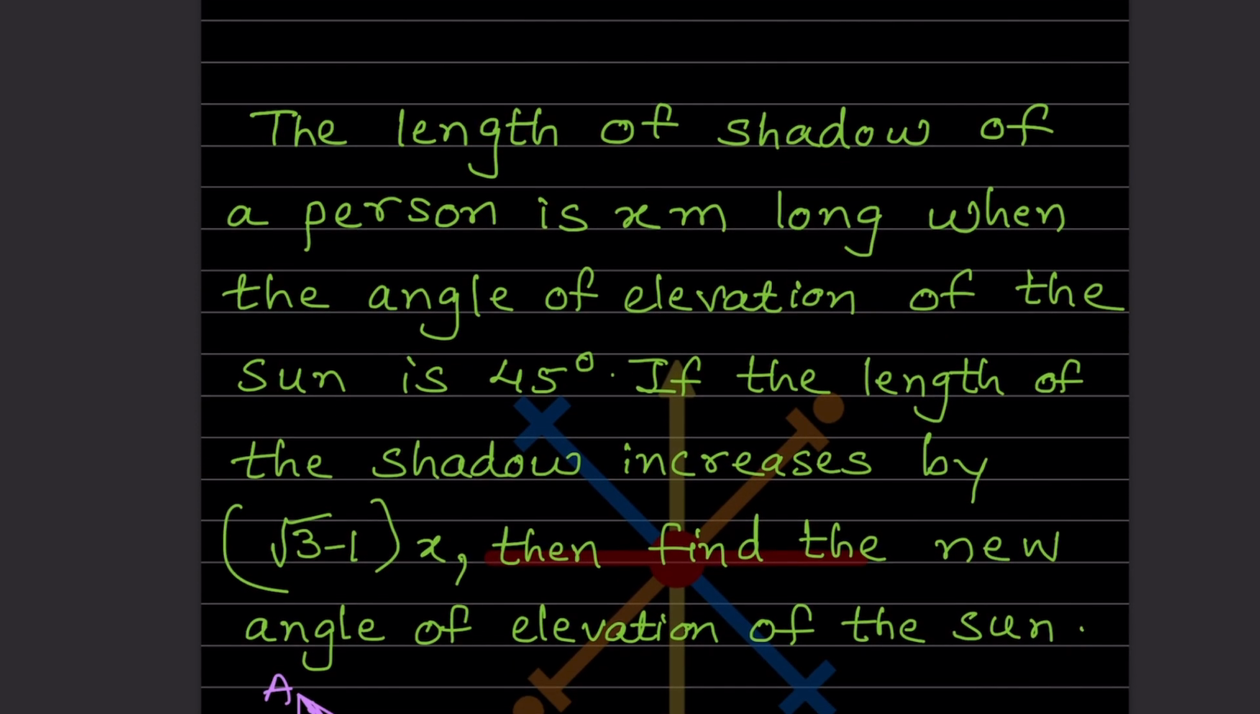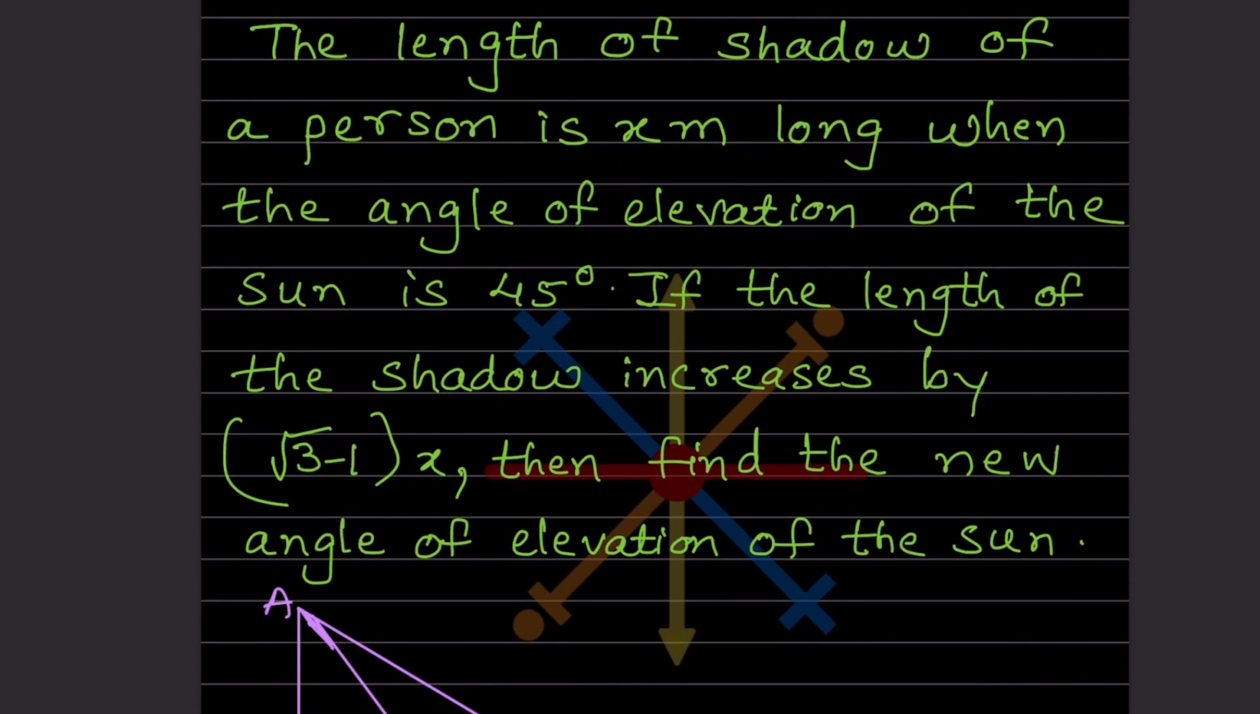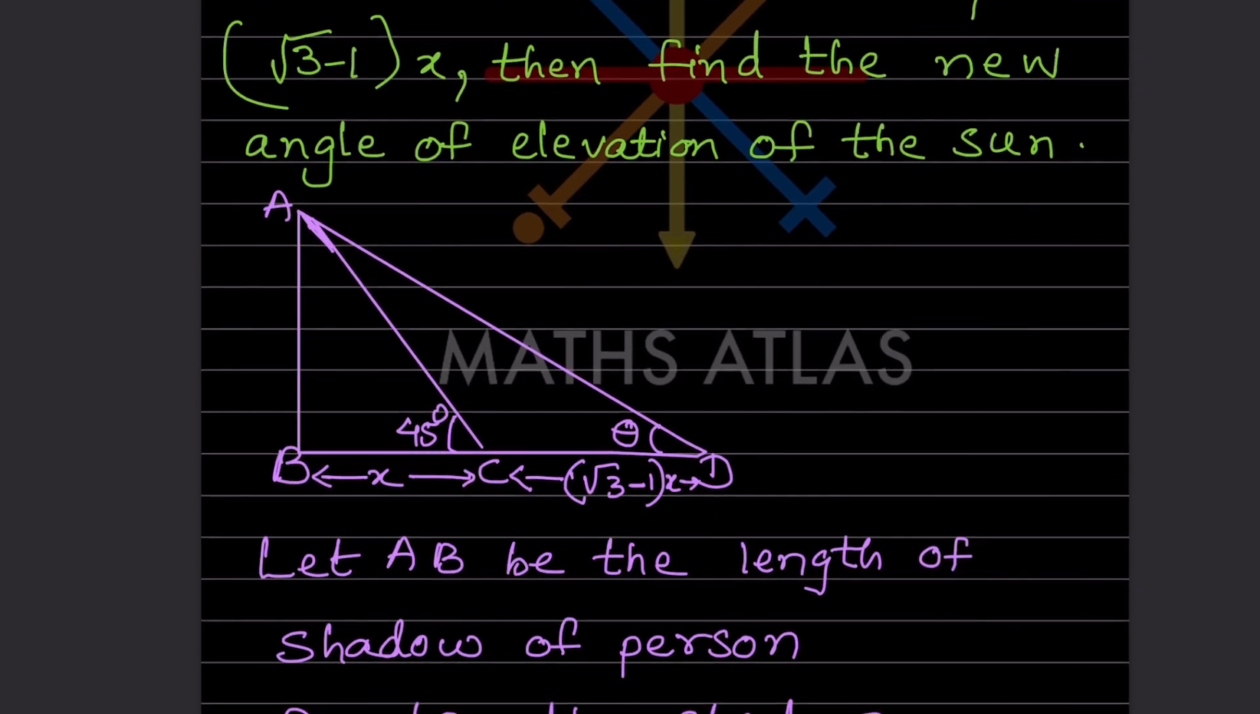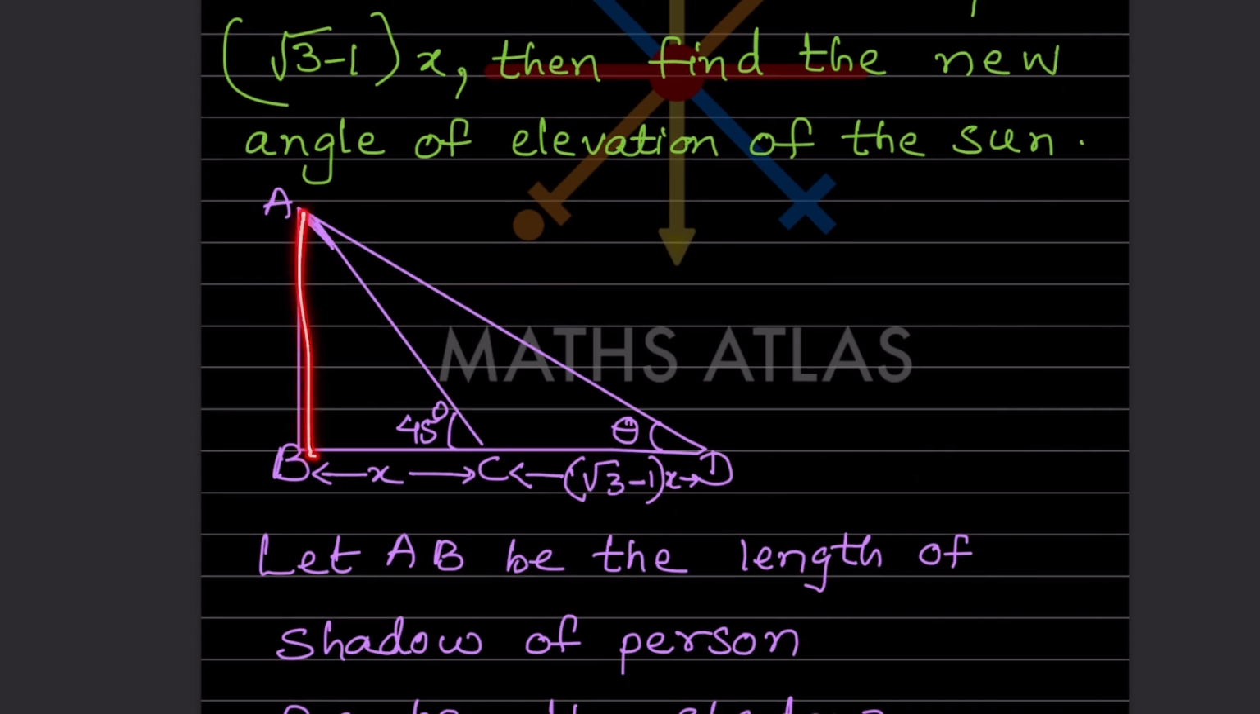The length of the shadow of a person is x meters long when the angle of elevation of the sun is 45 degrees. If the length of the shadow increases by (root 3 minus 1)x, then you have to find the new angle of elevation of the sun. So now let us draw this diagram first.